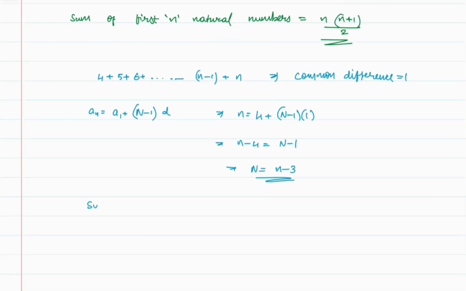Now the sum will be equal to number of terms by 2 into the first term plus the last term. Since we know the last term, I'm using this formula. So that will be equal to n minus 3 by 2 into the first term 4 plus the last term n. So this will be equal to n plus 4 into n minus 3 by 2.